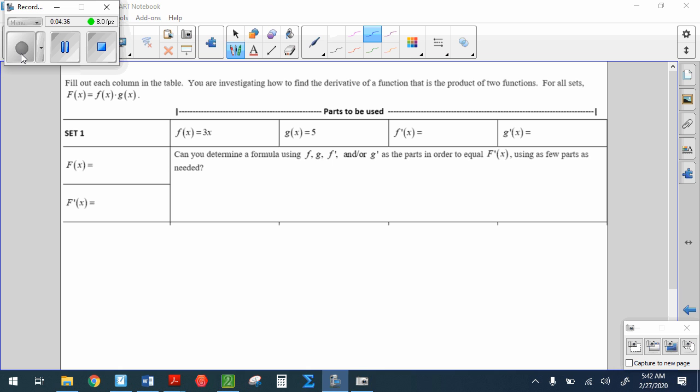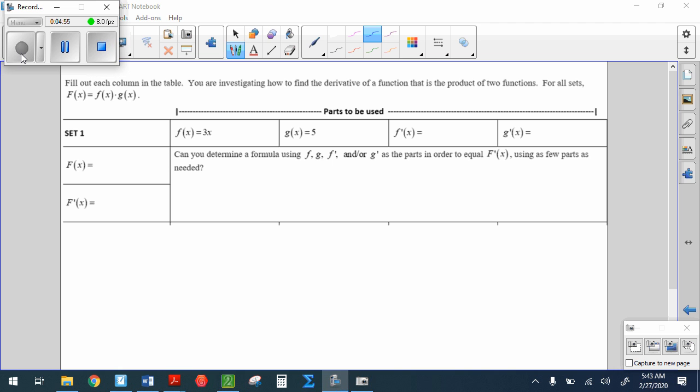Okay, so I'm going to go through set 1, and if you don't understand what I'm asking you to do, since I'm not there, you can just watch this as much as you need to and then pause and work out the rest. Your goal is to come up with a formula or a rule that we can use to find the derivative of the product of two functions.